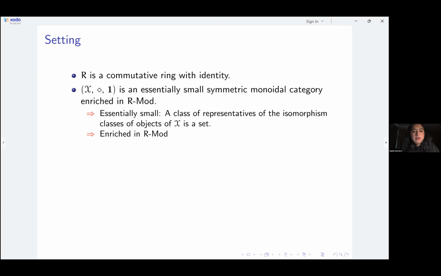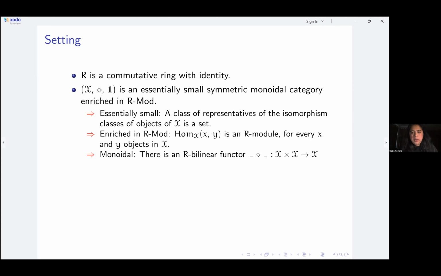Then enriched in R mod means essentially, just to give an idea, it means that these sets are R modules. It also means, of course, that the composition is bilinear, but let's say the main idea is that they are not only sets, but they have a structure of R modules. Okay, this is, let's say, the set theoretical conditions, and then the more important condition is that monoidal.